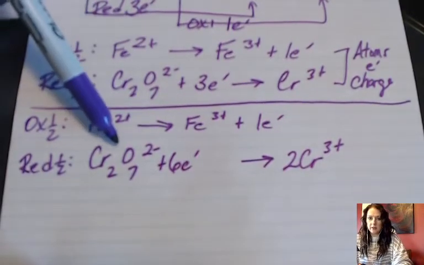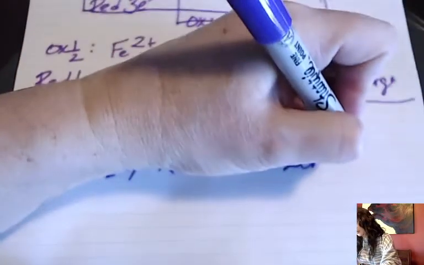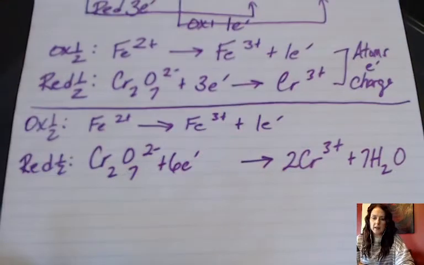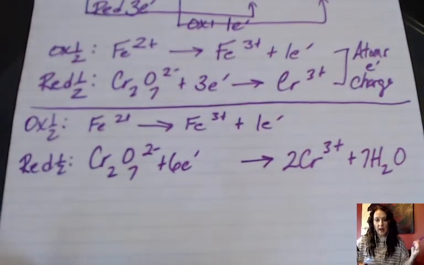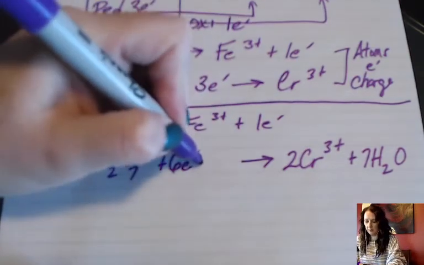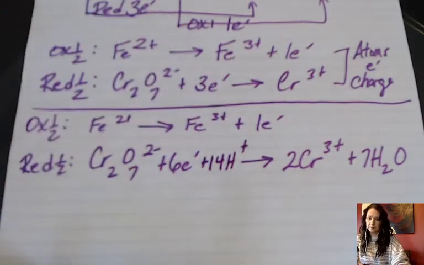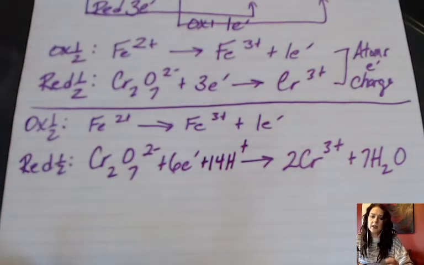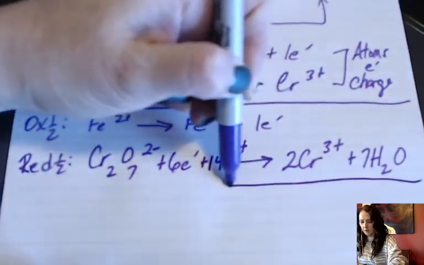Oxygen, 7, left side, 0, right side. I'm going to add water, 7 water on my product side to balance the number of oxygen, but now I've also added hydrogen, so I have to go back to the left side, and I'm going to add 14 H plus. Now if I look and check, all the chromium, hydrogen, and oxygen should be the same number on both sides, which they are. So atoms are balanced.